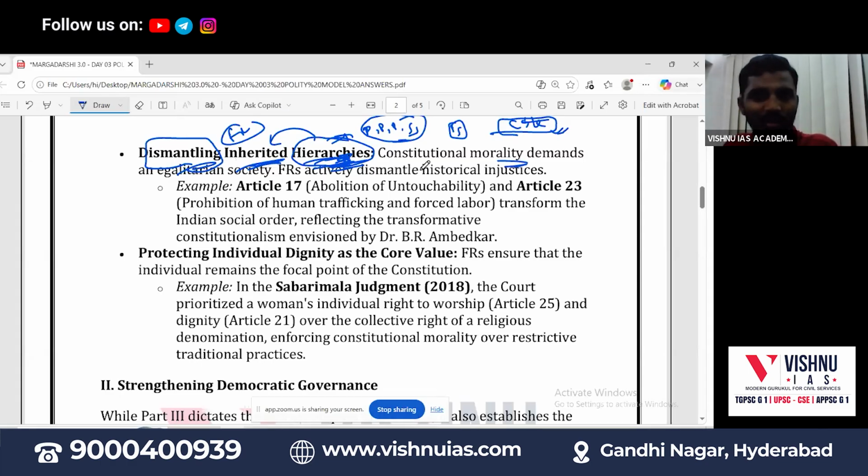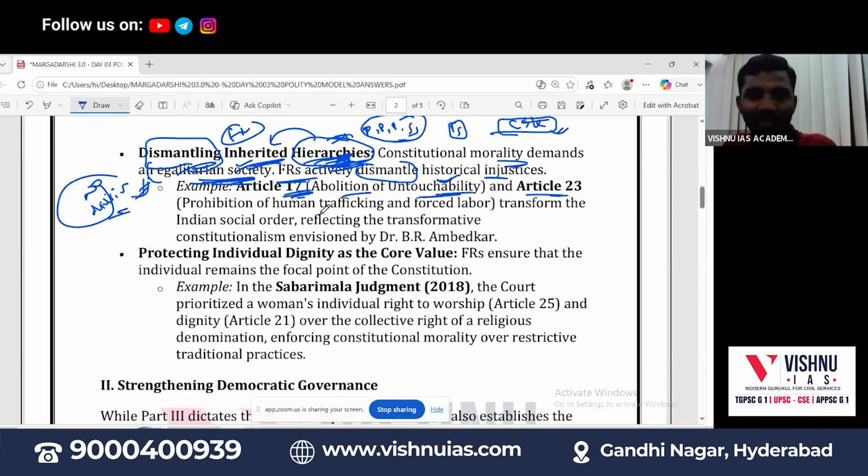Let us see. Constitutional morality demands an egalitarian society. What is an egalitarian society? A classless society, a casteless society, where no divisions exist in the society. That is egalitarianism. So constitutional morality drives the idea of egalitarianism. Now fundamental rights will actually help to dismantle all the historical injustices. For example, Article 17, what does it do? Abolition of untouchability. Untouchability was there since ages. It was an inherited hierarchy system. So that was abolished by fundamental rights. So here fundamental rights are helping in achieving what? The constitutional morality of equality. That is the idea.